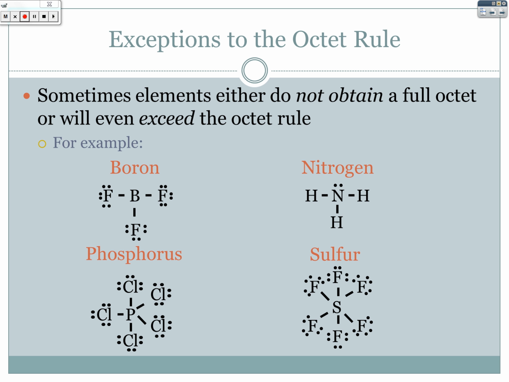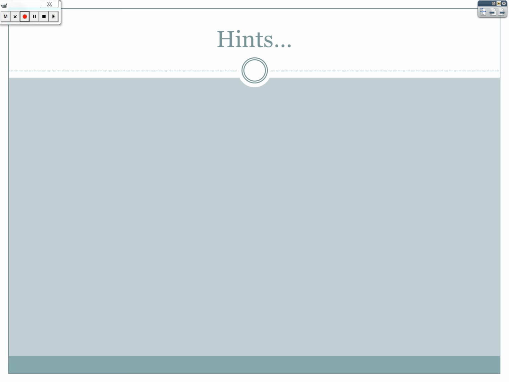So these are 4 common exceptions to the octet rule. There are more, but these are 4 of them. For example, iodine will also exceed, will also not necessarily just form one bond, it'll actually form multiple bonds. But we'll get to that later.